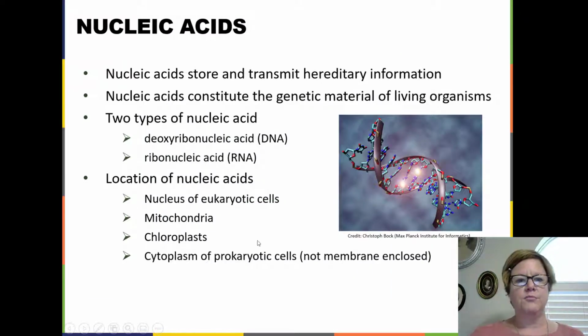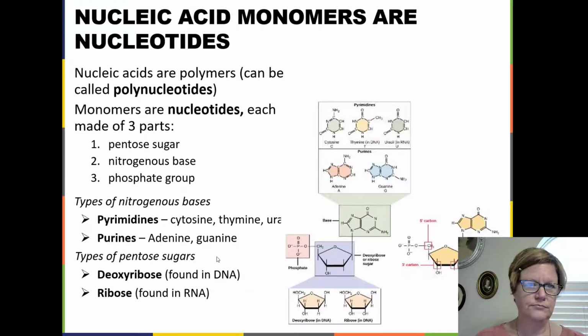Okay, so we're going to move on to nucleic acids. Nucleic acids store and transmit hereditary information. There's DNA and there's RNA. Both DNA and RNA are found in the nucleus of the eukaryotic cells. For eukaryotic cells that have mitochondria and chloroplasts, they are found there as well. Prokaryotic cells don't have a nucleus, so the DNA and the RNA are just in what we call the cytoplasm, just in the cell. All right.